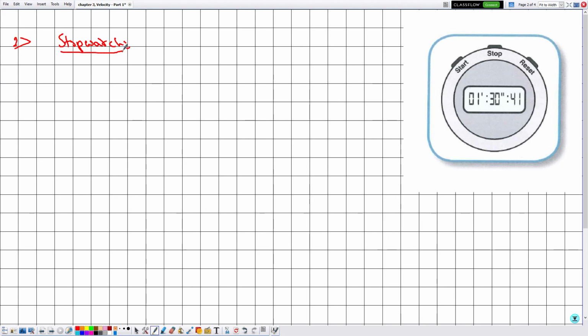So in order to measure time and duration, all of us have a stopwatch on our smartphones. So what is a stopwatch? A stopwatch, which is also known as a chronometer, is an instrument that measures time, which is the instant time or duration.